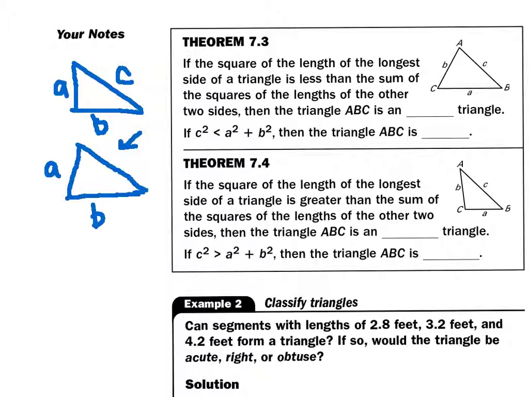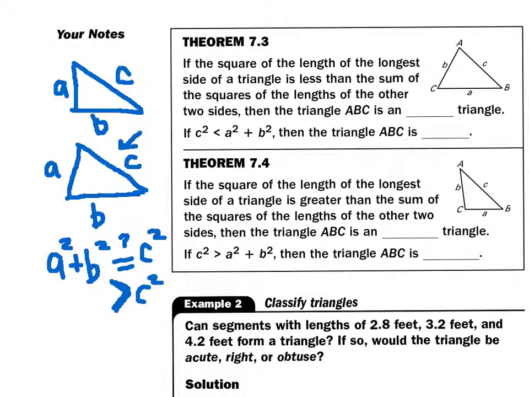So now, when we do our Pythagorean theorem, and we say a squared plus b squared, does it equal c squared? We'll say no, of course not, it's not right anymore. But what does it equal? Well, these two, will they be bigger or smaller than c? Well, they'll be bigger, won't they? So if a squared plus b squared is bigger than c squared, then we know that this triangle is acute.